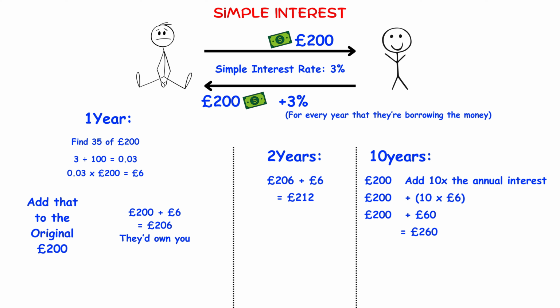This method works well when calculating interest for a short time span such as 1 year, 2 years, or even 3 years. But what if the borrowing period is longer, such as 10 years? In that situation, it is more efficient to use a slightly different method. We start again with the original £200. Since the interest earned each year is £6, we simply multiply £6 by 10, which is the number of years. That gives us £60 in total interest over 10 years. Adding that to the original amount, we find that the borrower would owe you £260 in total after 10 years.